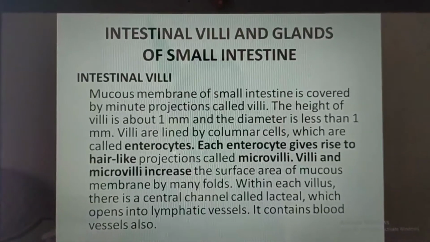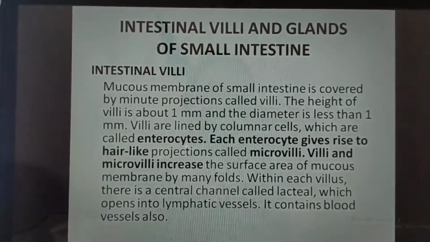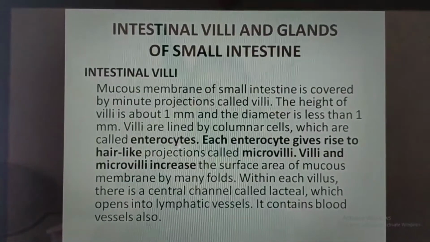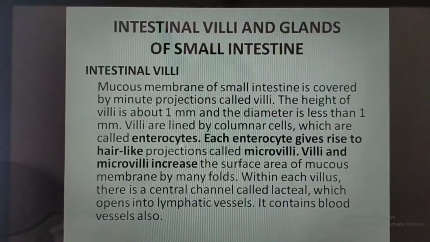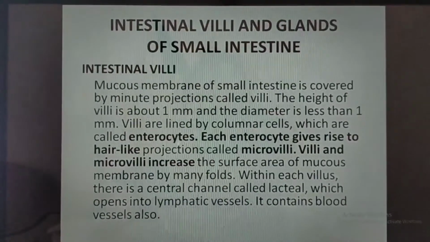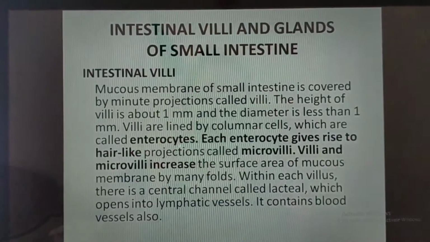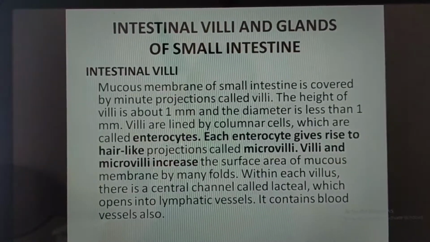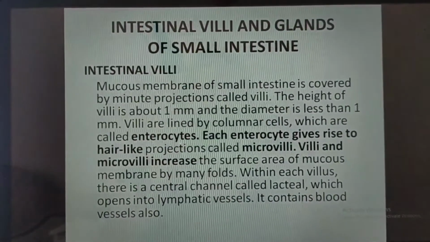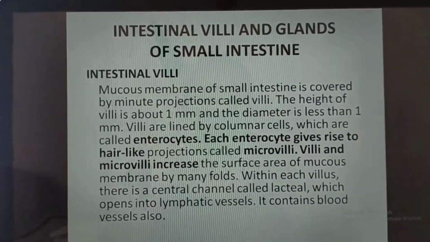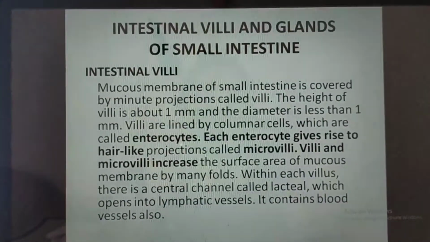Intestinal villi and glands of the small intestine. First we'll talk about the intestinal villi. The mucous membrane of the small intestine is covered by minute projections called villi. The height of villi is about 1 mm and the diameter is less than 1 mm. Villi are lined by columnar cells, which are called enterocytes. Each enterocyte gives rise to hair-like projections called microvilli. Villi and microvilli increase the surface area of the mucous membrane many-fold.